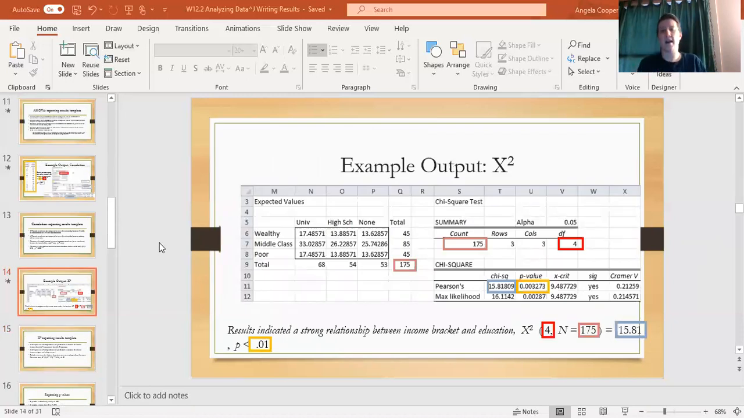Chi-square, again, I'm not going to get into too much detail, but in terms of what you need to have, the degrees of freedom is in that parenthesis. The total number of people is 175. And we're looking at income bracket and education. So you have your chi-square test statistic there at 15.81, your p-value right there, and those are reported.